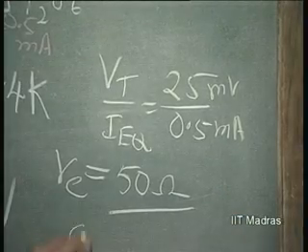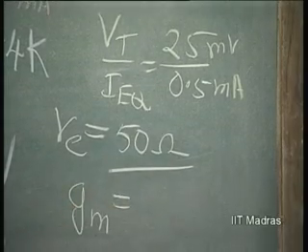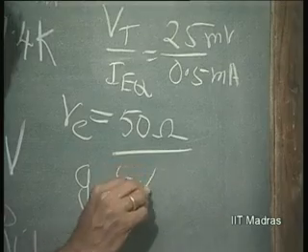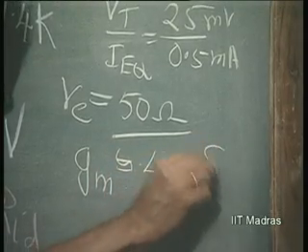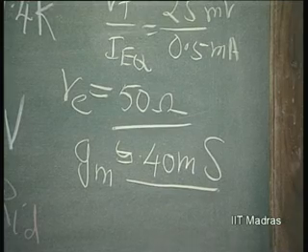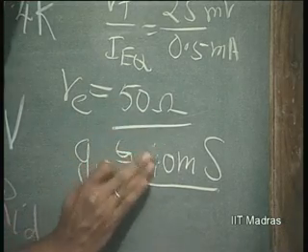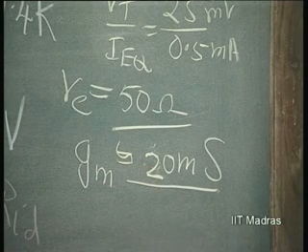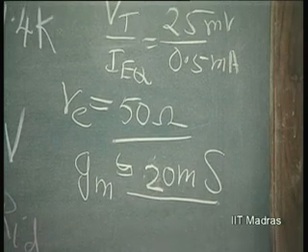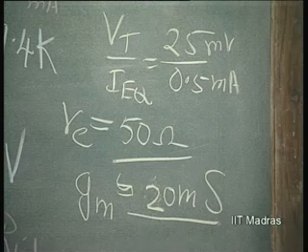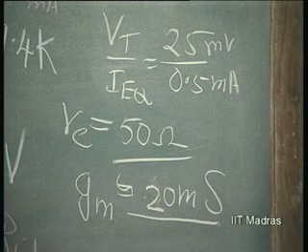So, GM is roughly equal to 1 over RE, which is approximately 40 millisiemens, or sorry, it is equal to 20 millisiemens, because it is 50 ohms. For 1 milliampere it is 40, for 0.5 milliamperes it is 20. Now that we know GM, we know RE, we are in business.